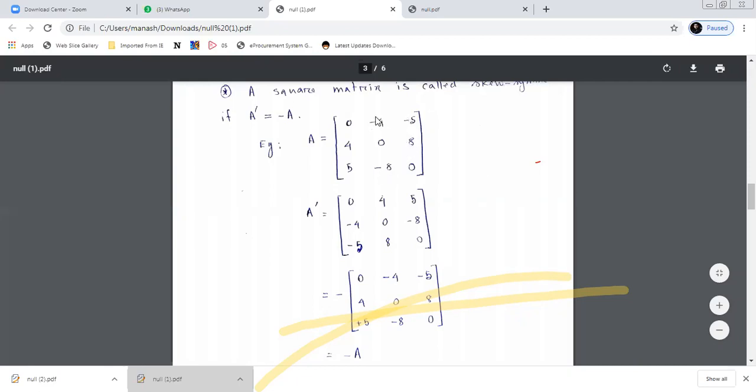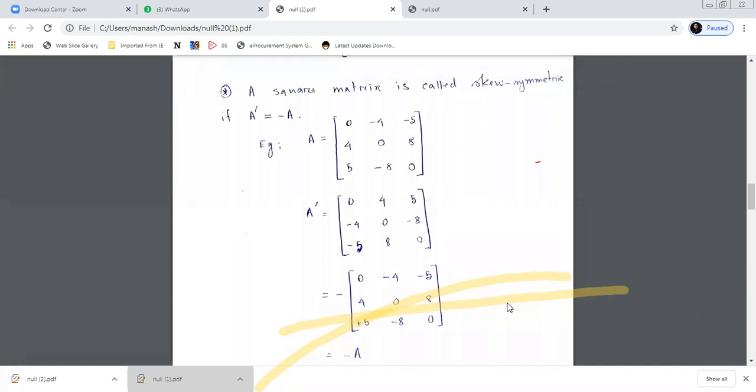So after transposing, first row 0, minus 4, minus 5 will become first column 0, minus 4, minus 5. Again, second row is what? 4, 0, 8. It will become second column 4, 0, 8. Third row is 5, minus 8, 0. It will become third column 5, minus 8, 0. After that, you take common minus sign. So when you take common minus sign, it will be 0. It will become minus 4 because minus minus will be plus 4. So when you take common minus sign, you will get this matrix equal to A. So that's why you got A dash is equal to A. Clear?